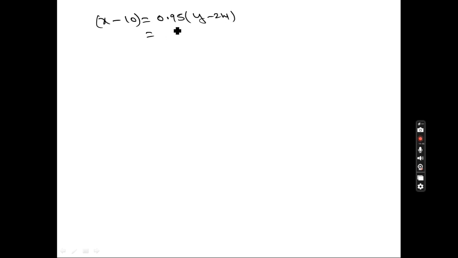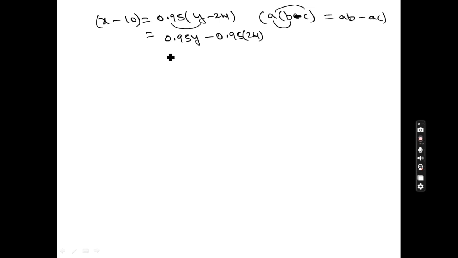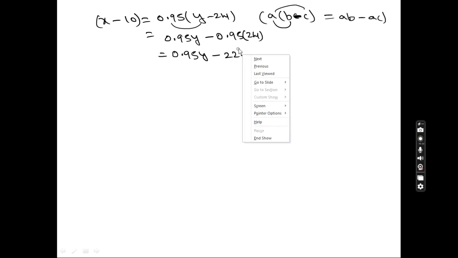So once you subtract, it is like a into b minus c. So what you will do? A into b, so plus into minus is minus, and a into c. So that I am going to apply here: this into this, 0.95 into y, plus into minus is minus, 0.95 into 24. So now this will become 0.95y, and this is minus, you will be getting this as minus 22.8.